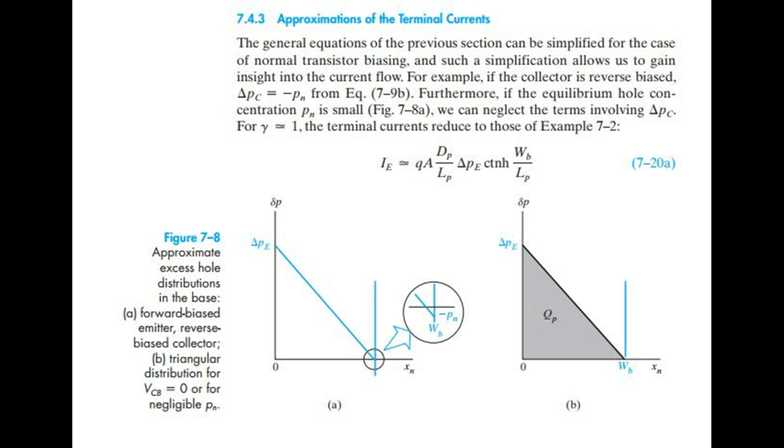Approximations of the terminal currents. The general equations of the previous section can be simplified for the case of normal transistor biasing, and such a simplification allows us to gain insight into the current flow. For example, if the collector is reverse biased, p_C equals minus p_n from Equation 7-9b. Furthermore, if the equilibrium hole concentration p_n is small, Fig. 7.8a, we can neglect the terms involving p_C. For G equals 1, the terminal currents reduce to those of Example 7.2. Figure 7.8: approximate excess hole distributions in the base, A, forward biased emitter, reverse biased collector, B, triangular distribution for V_CB equals 0 or for negligible p_n.